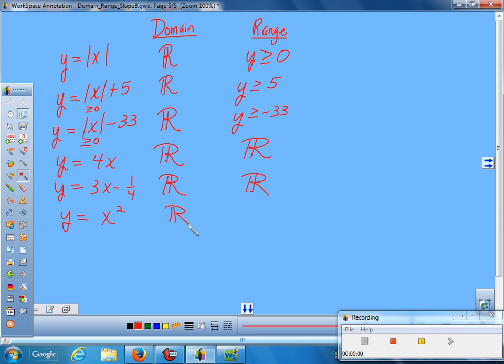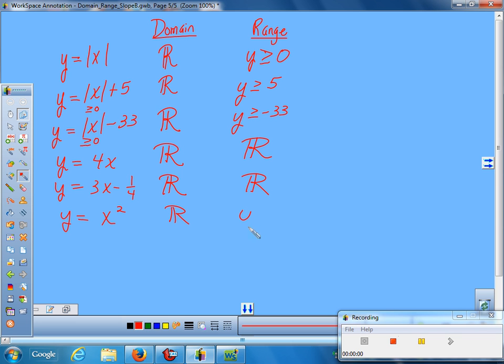Okay. So now, tell me, this is x squared on the range. What's going to happen when you square something? It's going to get bigger. What happens when you square negative 3? It becomes positive 9, doesn't it? So squaring makes all things become positive. Does it really?